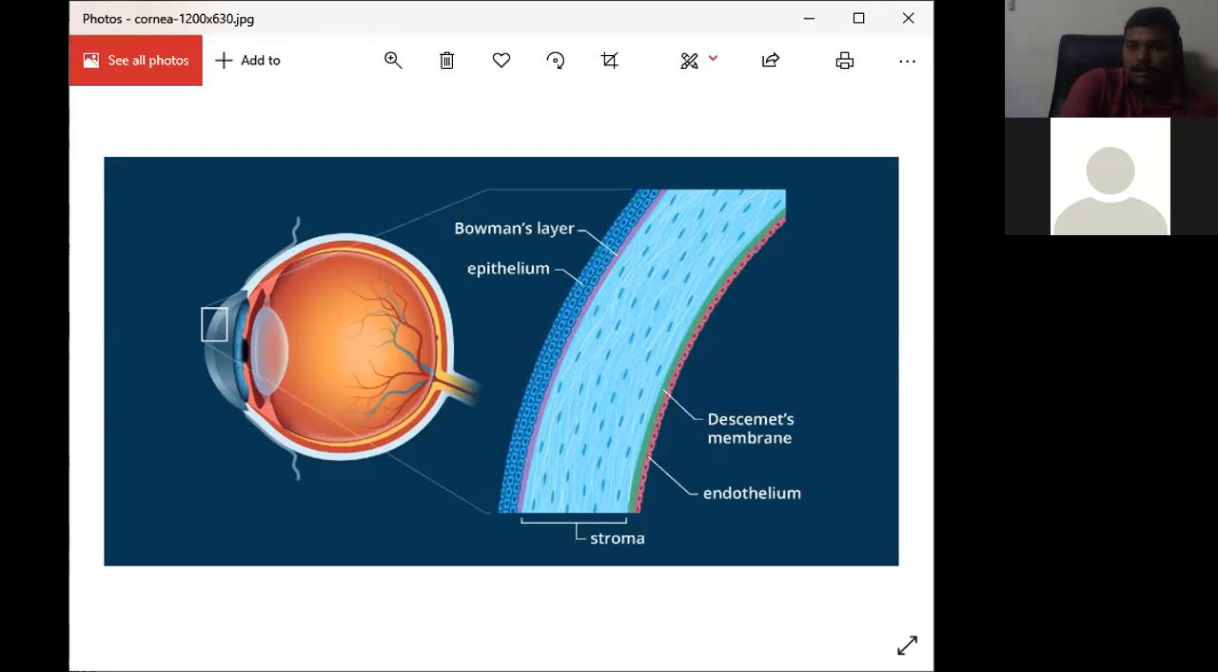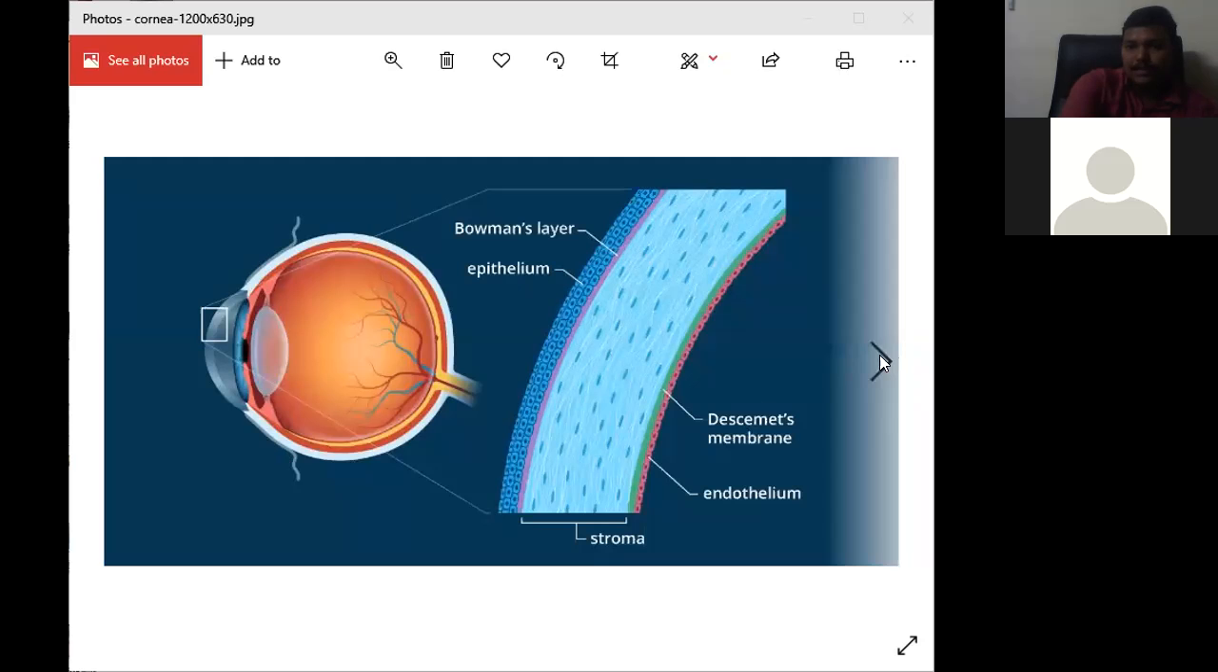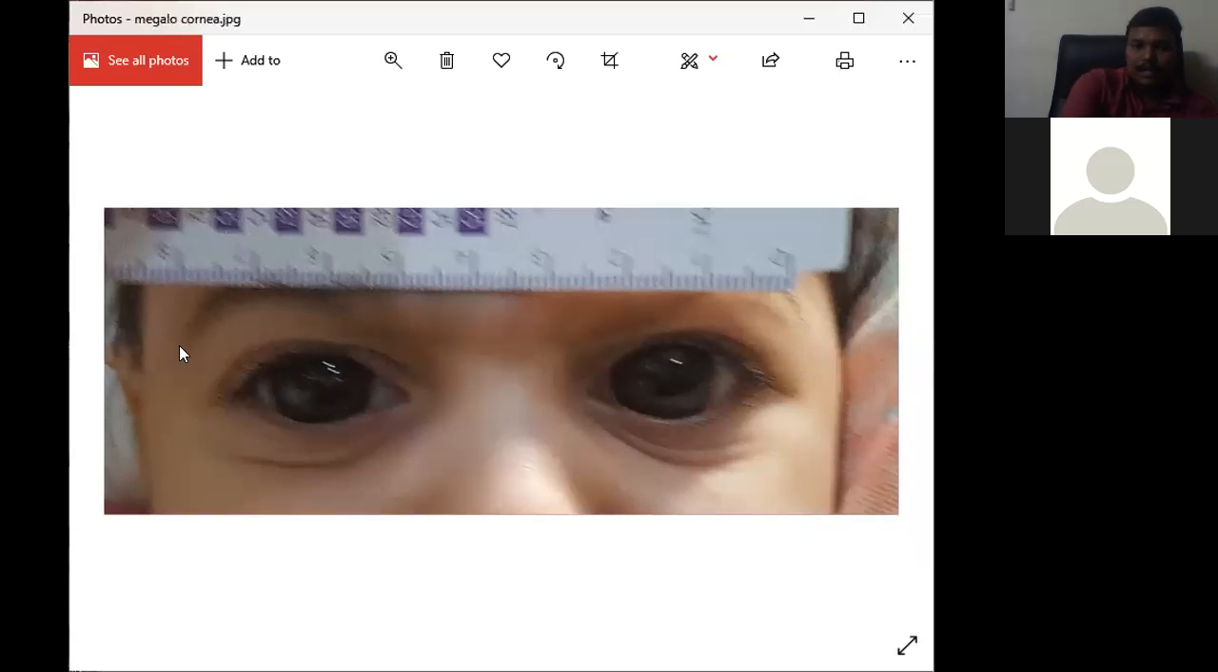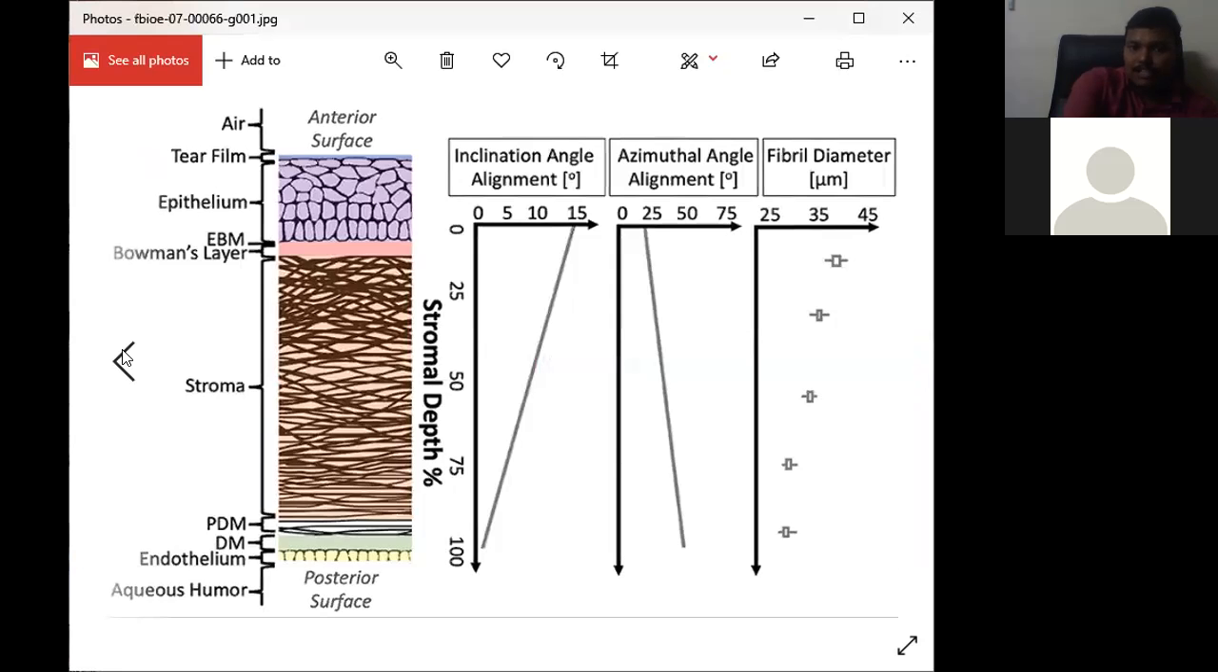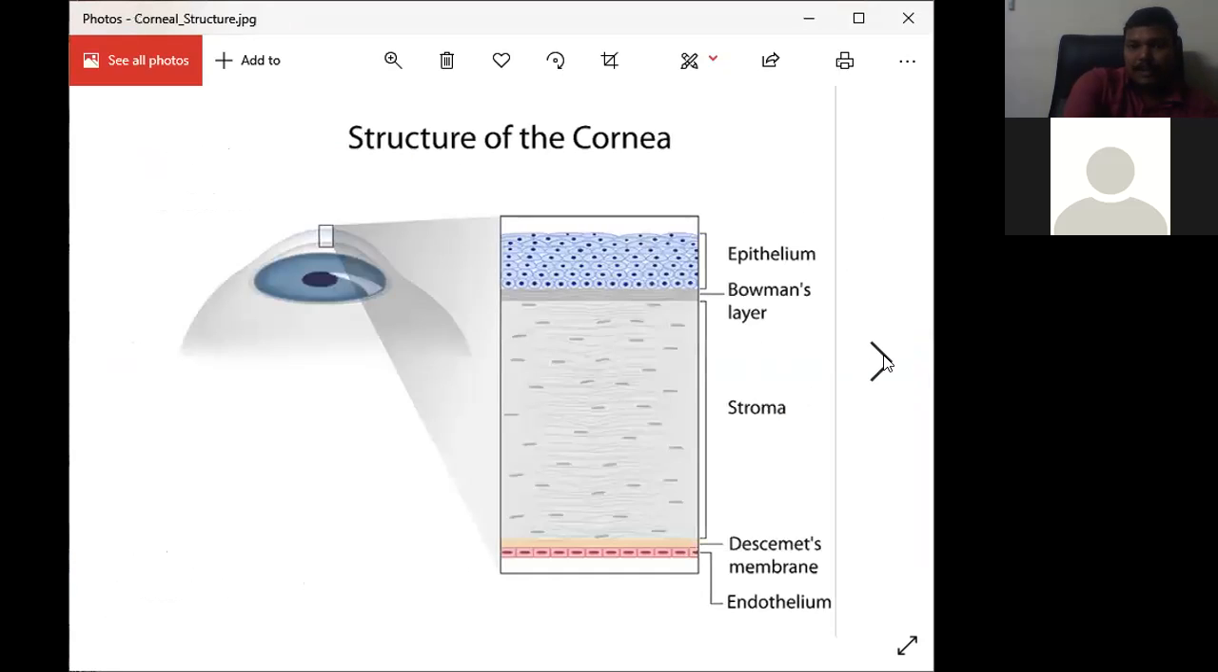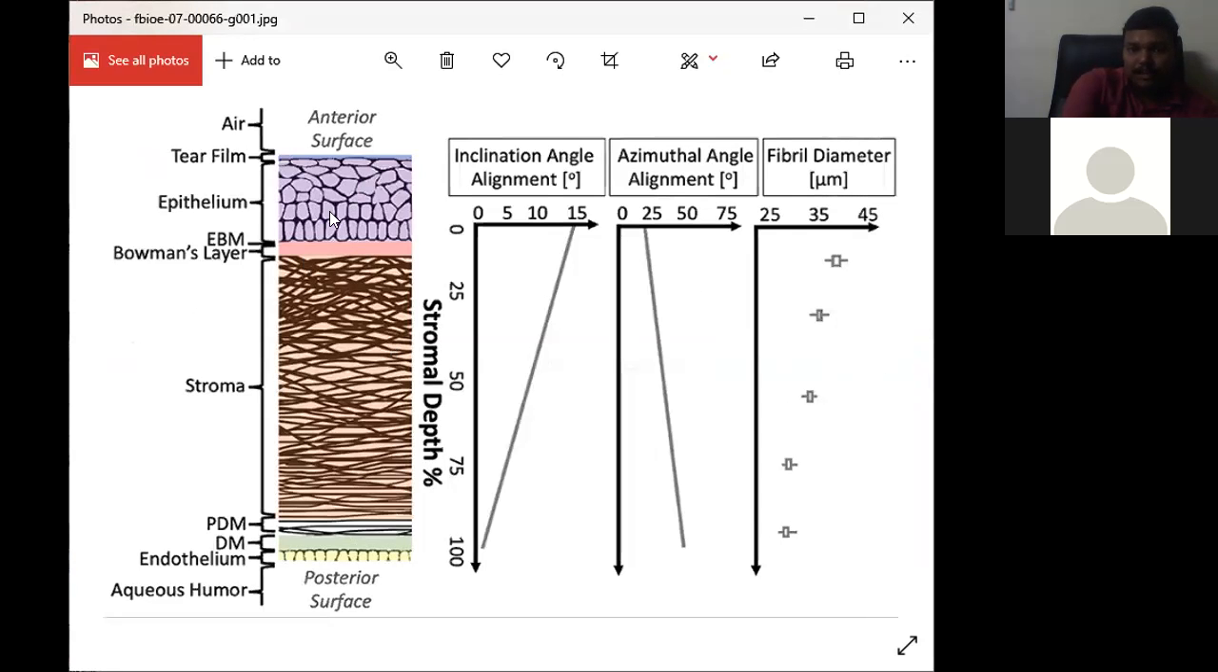So the Bowman's membrane epithelium is able to gain oxygen from the atmosphere, right? So that is a typical feature of this cornea. And you can see here the different layers are colored differently, so you can see the different things here.